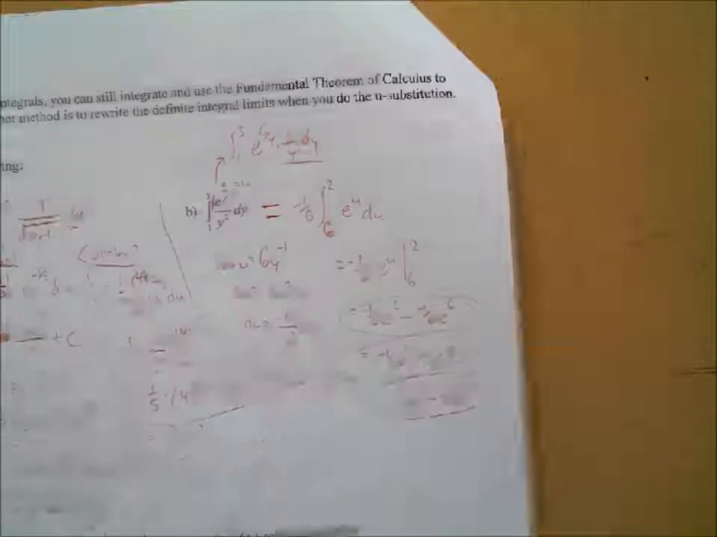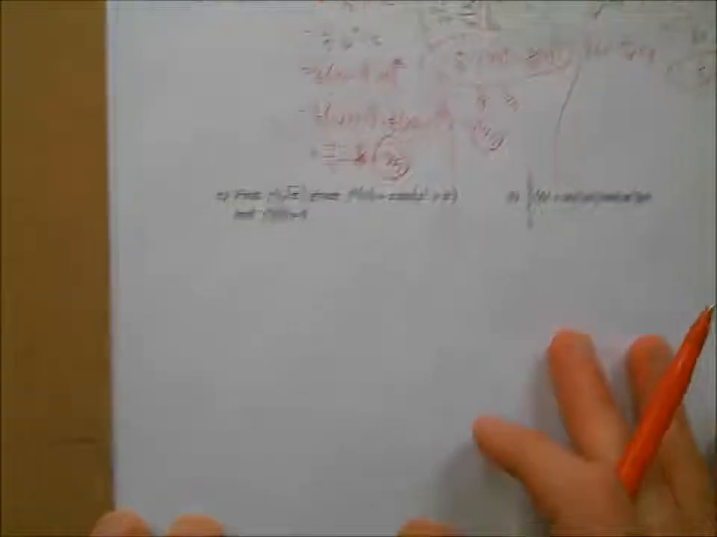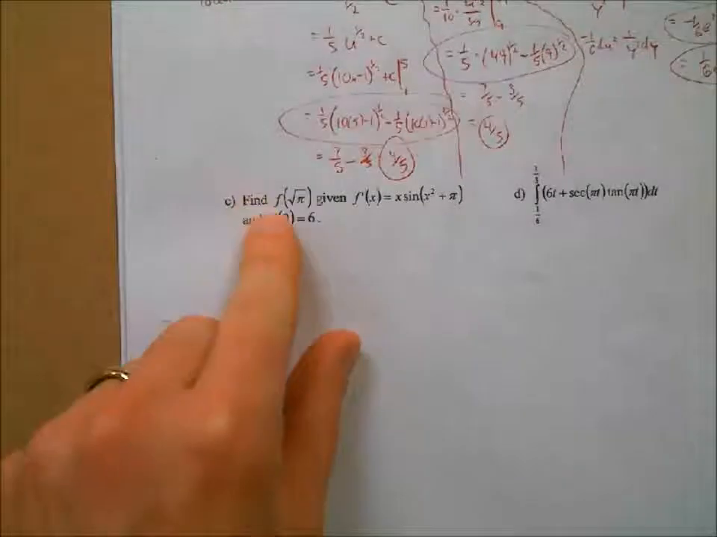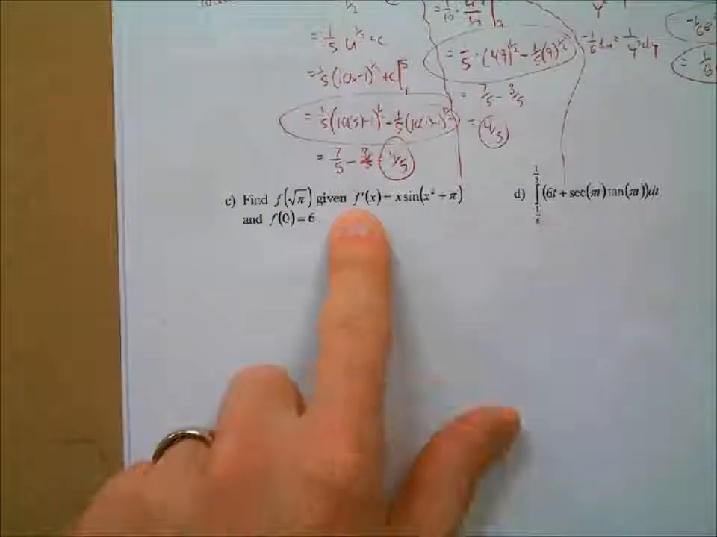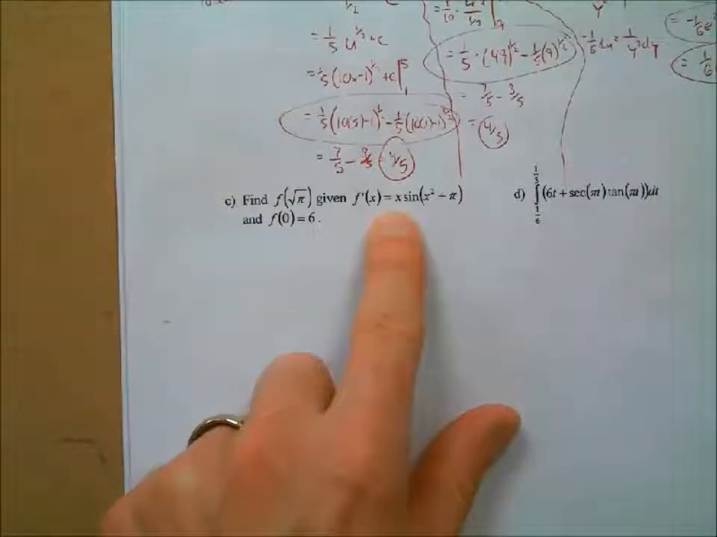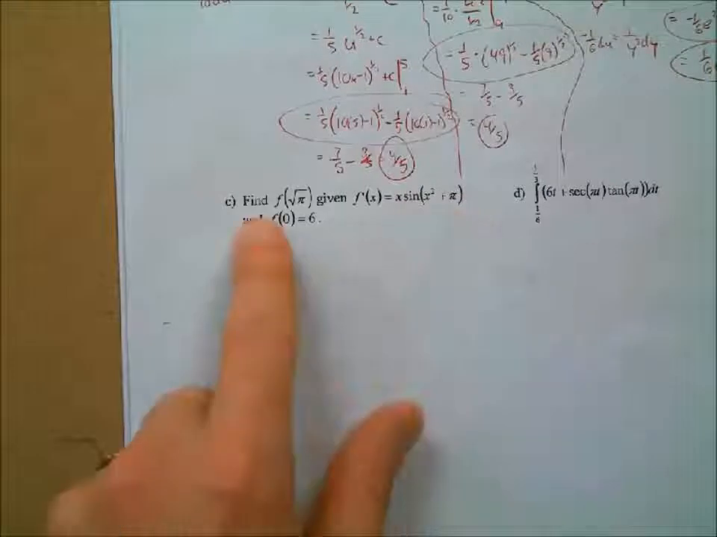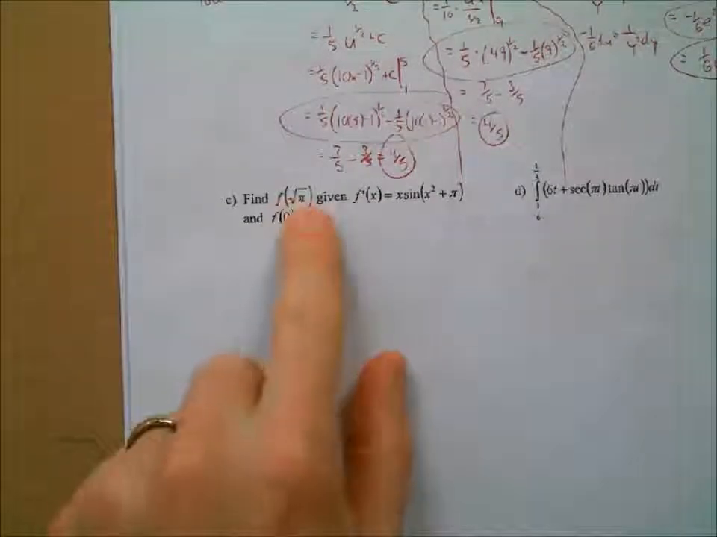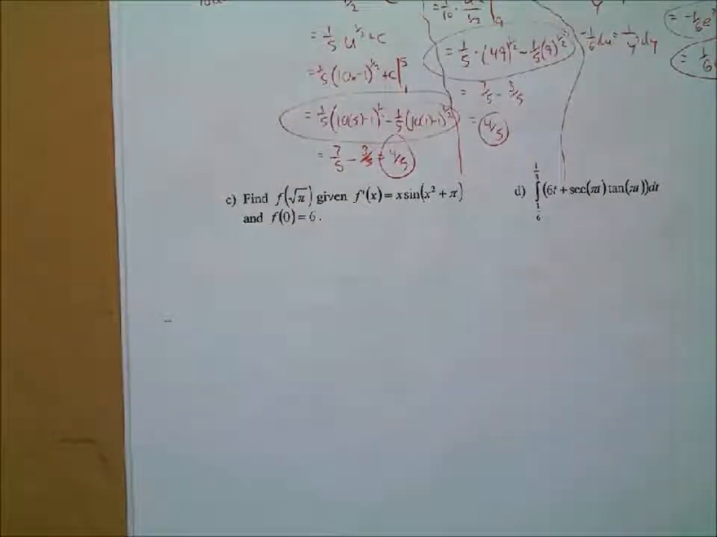All right, let's see letter C here. I want you guys to go ahead and give this one a try. You don't have to do the whole thing if you don't want, but at least try to set it up. This is an application of something we were just quizzed on. We want to find f of the square root of pi, given f prime, the rate of change of f, is equal to x times the sine of x squared plus pi, and we know that f of 0 is 6. So we know a point on the original function, we know the rate of change of the function, and we want to figure out what f of root pi must be. So set up an integral that would be able to solve this.